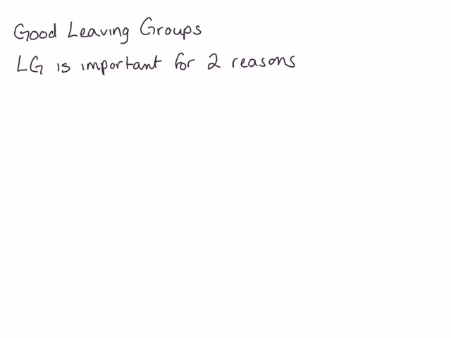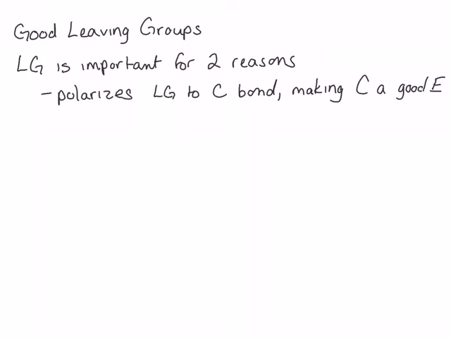The topic of this lecture will be what makes a good leaving group. The leaving group of a substrate for a nucleophilic substitution reaction is important for two purposes. First, it polarizes the bond to the carbon that acts as the electrophile, and that makes the carbon a better electrophile. Second, it is a species that can leave with an extra set of electrons, the bonding electrons to the carbon. Therefore, there are several traits that make something a good leaving group.